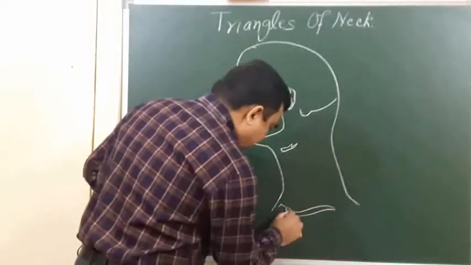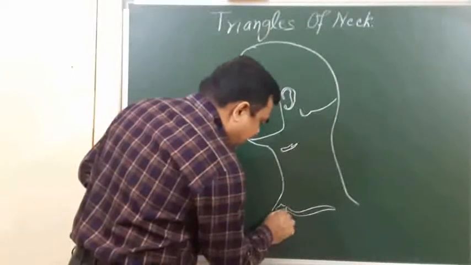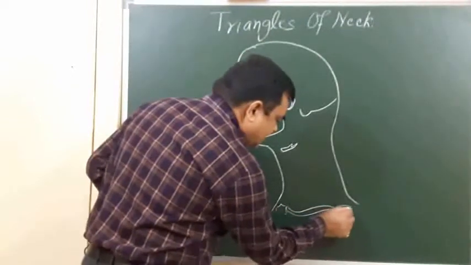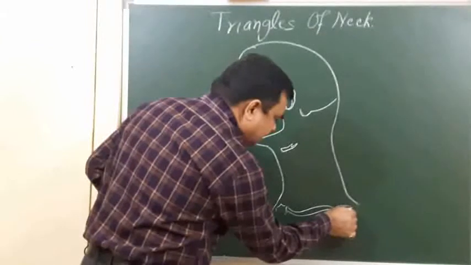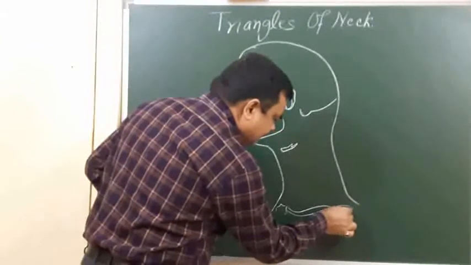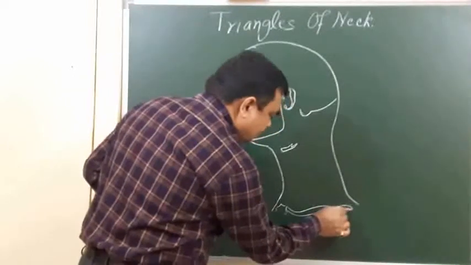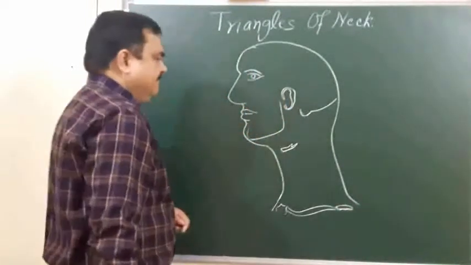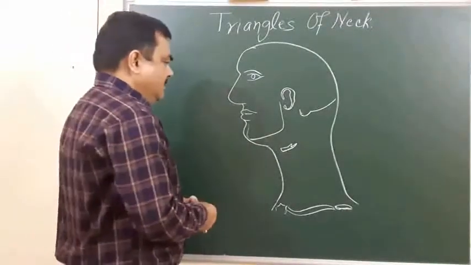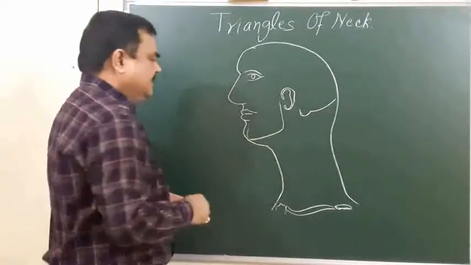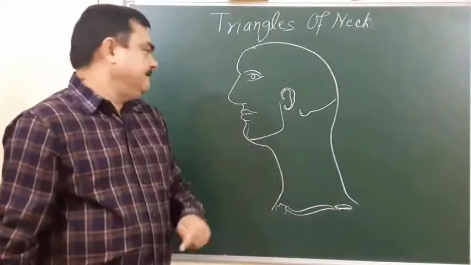This is the clavicle. This is the manubrium sterni. Here is the acromion process. This we will draw later. This is the side of the neck.